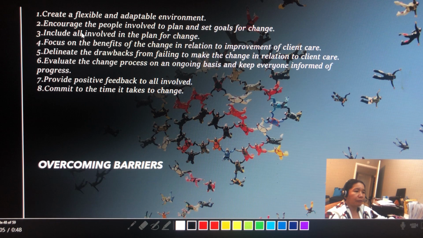Overcoming barriers. 1. Create a flexible and adaptable environment. 2. Encourage the people involved to plan and set goals for change. 3. Include all involved in the plan for change. 4. Focus on the benefits of the change in relation to improvement of client care. 5. Delineate the drawbacks from failing to make the change in relation to client care. 6. Evaluate the change process on an ongoing basis and keep everyone informed of progress. 7. Provide positive feedback to all involved. 8. Commit to the time it takes to change.